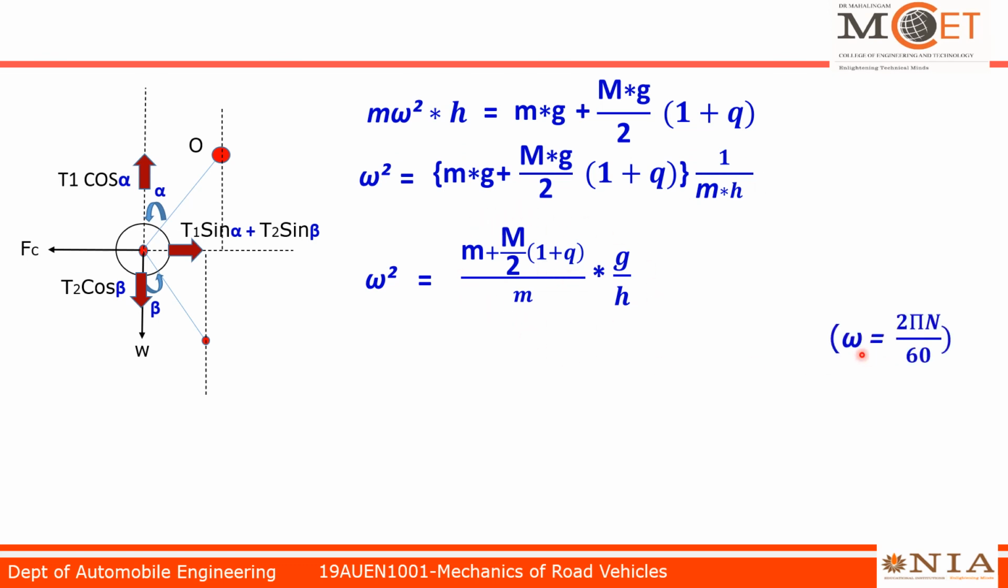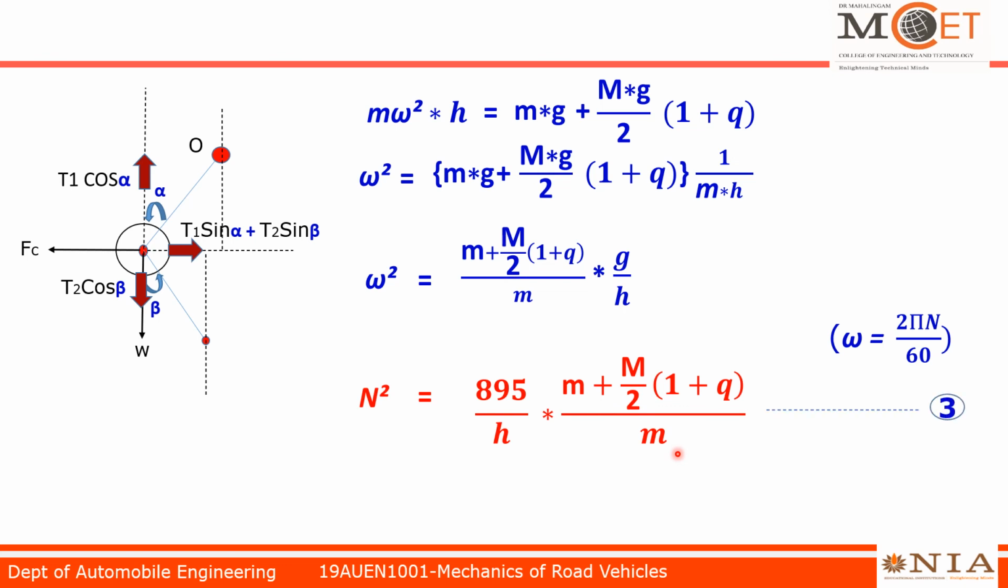Now we know omega equal to 2 pi n by 60. I apply this 2 pi n by 60 value instead of omega, we get n squared equal to, applying all the values, because pi equal to 3.14, g equal to 9.81, I keep n squared on this side and bring all the values to the right side. Applying g equal to 9.81 and pi equal to 3.14, we get n squared equal to 895 divided by h into (small m plus caps M by 2 into (1 plus q)) whole divided by small m. This is equation number 3.